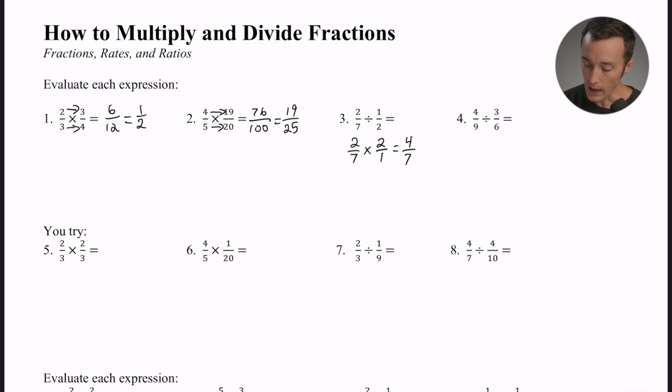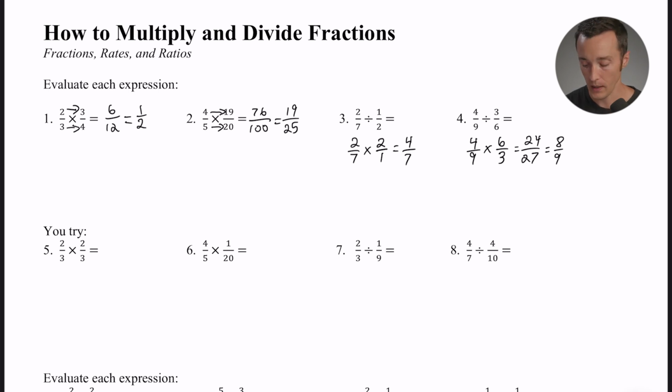Okay, 4/9 divided by 3/6. So the rule says take the reciprocal, or the inverted, the flip of the second fraction. So we'll call that 6/3. And instead of division, we're going to multiply. Okay. Now 4 times 6 is 24, and 9 times 3 is 27. Okay. Now this will reduce to 8/9, and you're done.